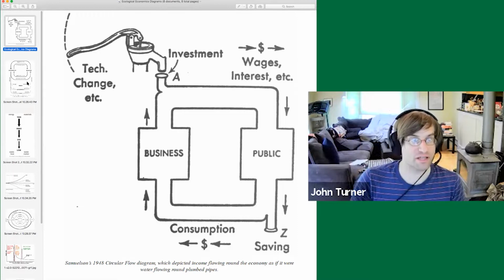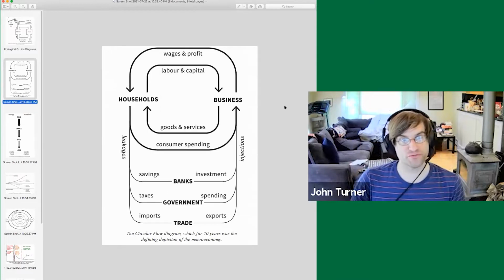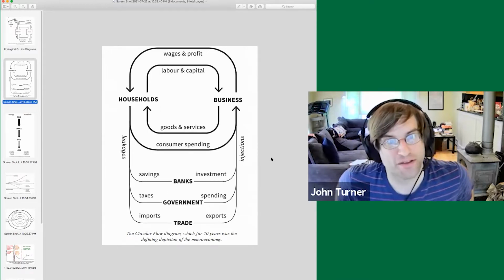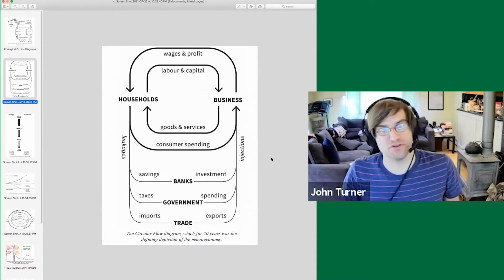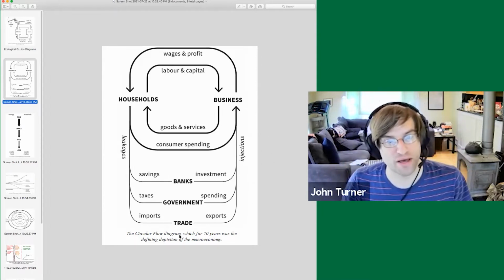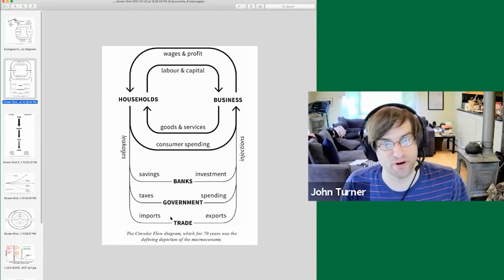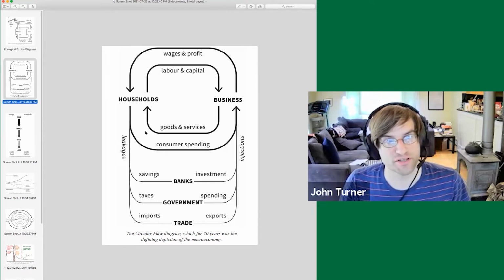If you look at a slightly more complex version of this, here you see that we've added a few elements to our circular flow diagram, but it remains relatively similar. So here's the circulation of households providing labor and human capital to business. Business provides goods and services to those same households.